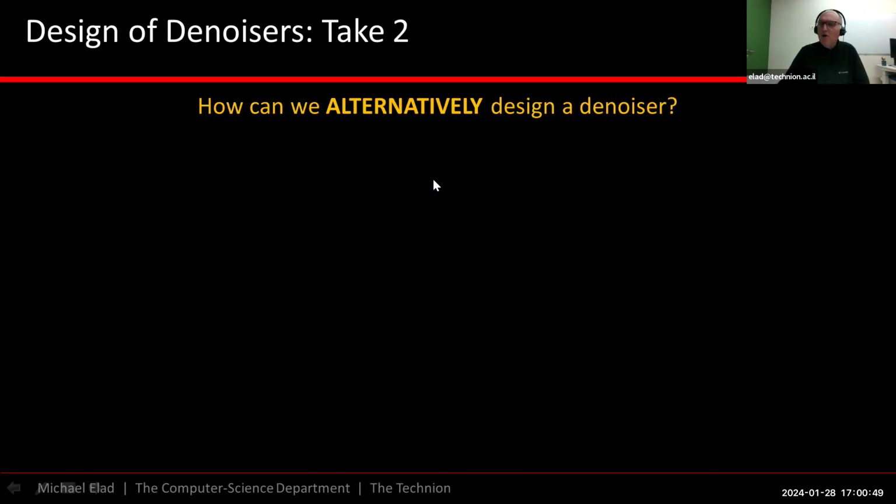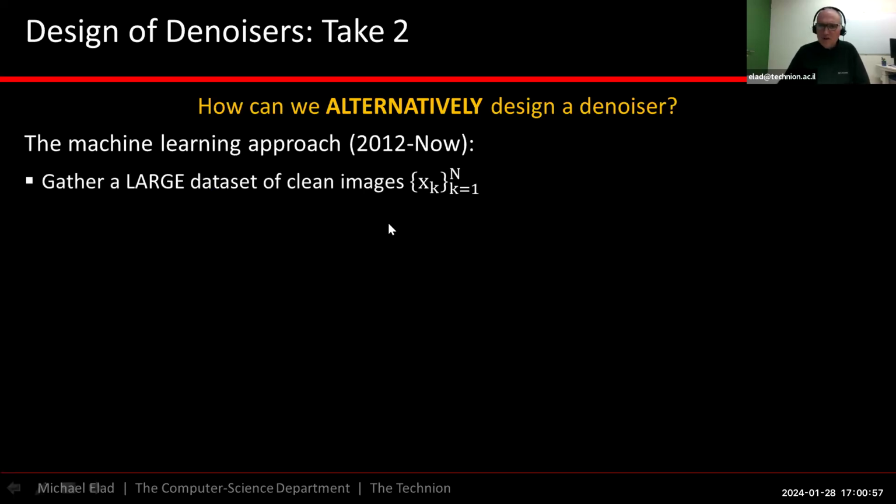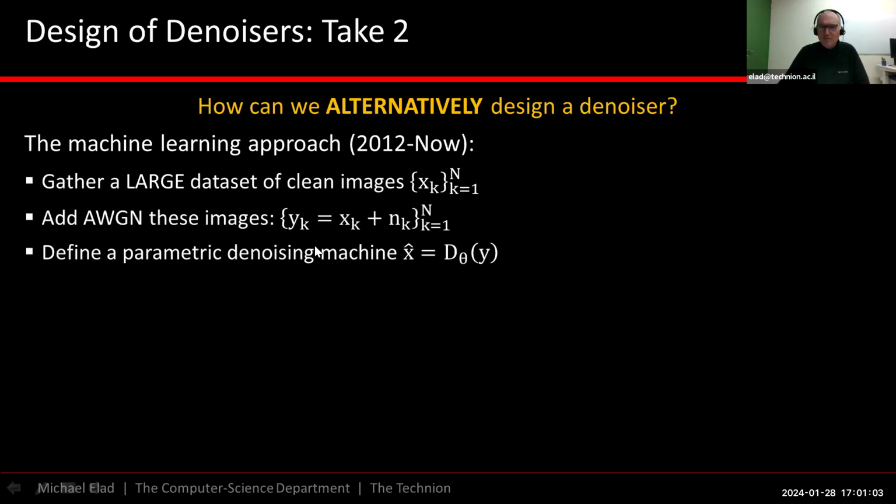And now let's give the modern answer, the one that started 10 years ago and slightly before. And the answer, and you know it, it goes like this. You want to denoise images? Start by gathering a large collection of clean images. Add Gaussian noise to them. Why Gaussian? Because this is what I'm fighting, okay? And this is so easy to simulate.